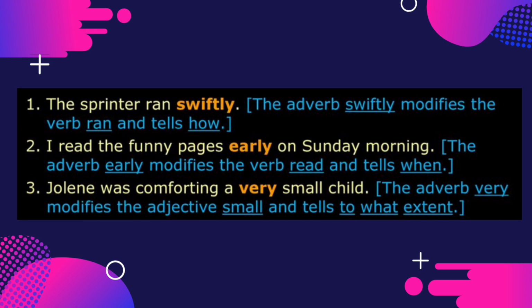I read the funny pages early on Sunday morning. The adverb early modifies the verb read and tells when. Jolene was comforting a very small child. Here, the adverb very modifies the adjective small and tells to what extent.